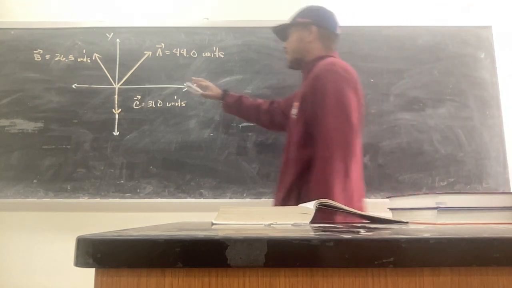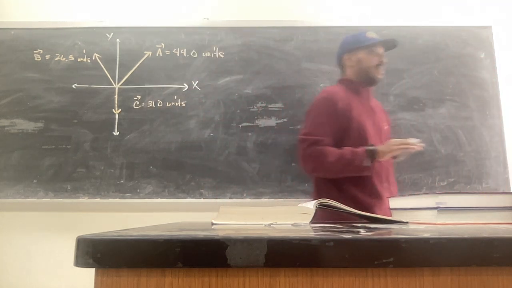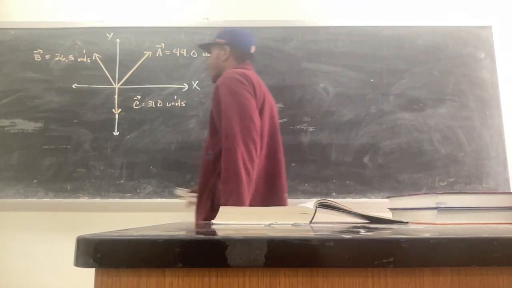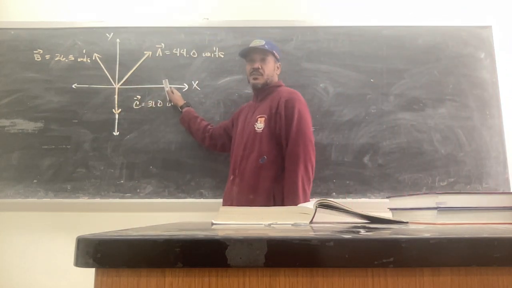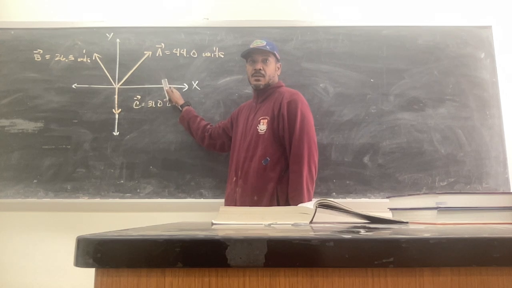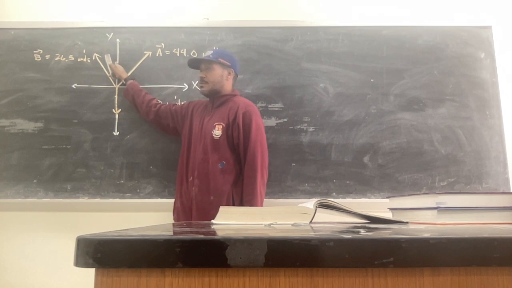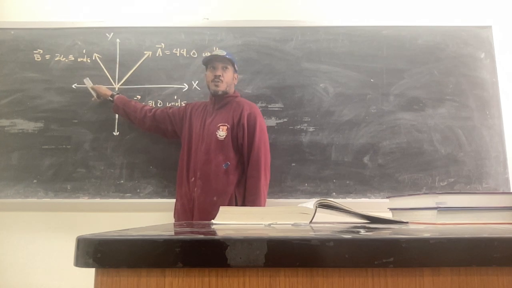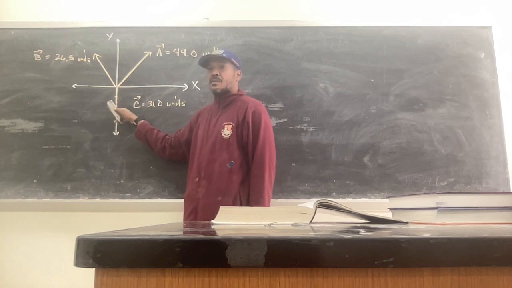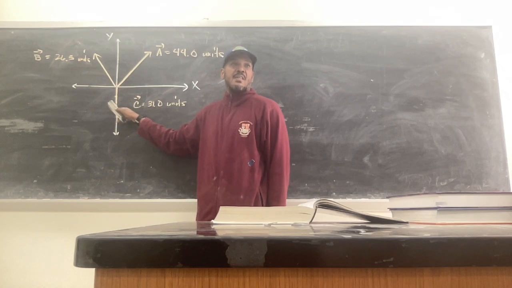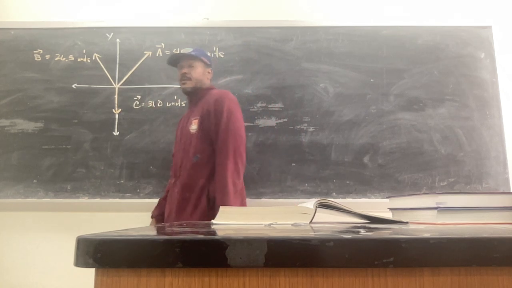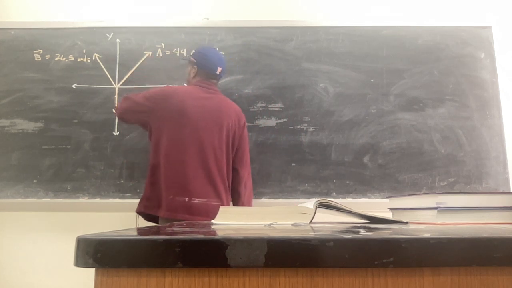As I mentioned to you before, in physics, we indicate directions with angles. Okay? So this is 0 degrees right here, right? And I go this way, this is what? 90, 180, 270, 360. Okay?